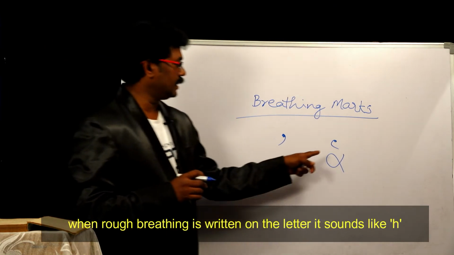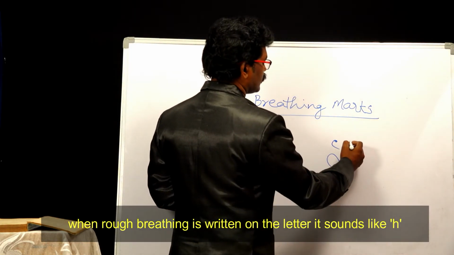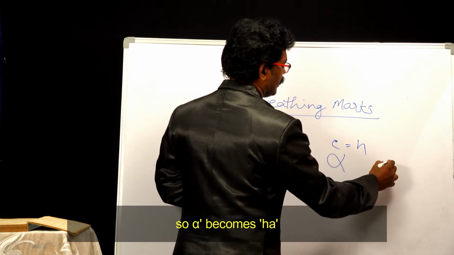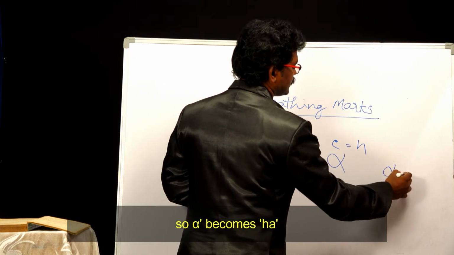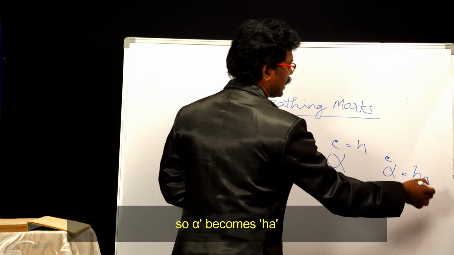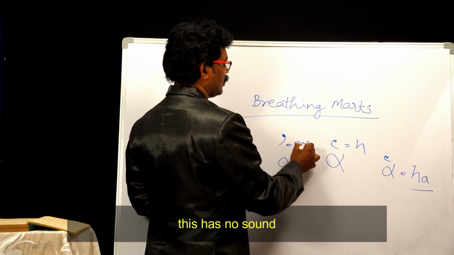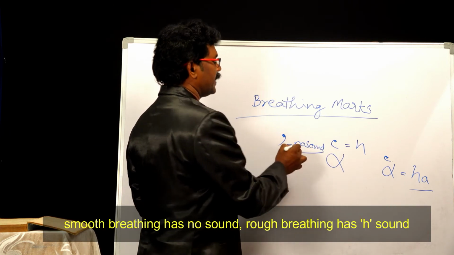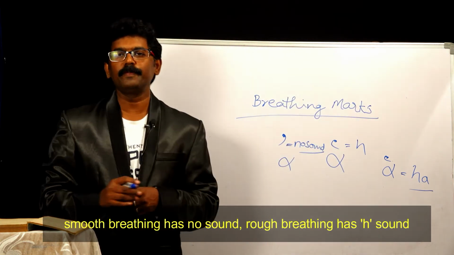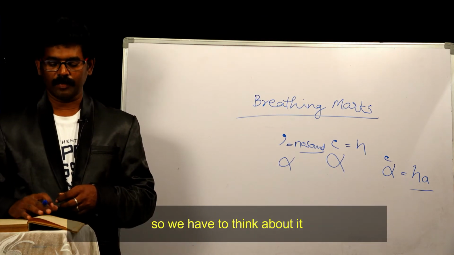When it is written, rough breathing sounds like H. So this becomes ha. This has no sound. Smooth breathing has no sound. Rough breathing has an H sound. So we have to think about it.